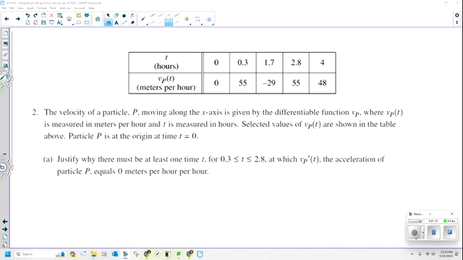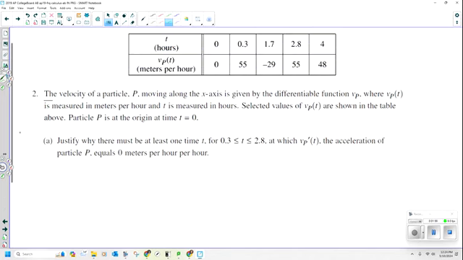Okay. This is 2a now: justify why there must be at least one time t, for t between 0.3 and 2.8 inclusive, at which Vp prime of t, the acceleration of particle P, equals 0 meters per hour per hour. Whoo! Mean value theorem, people.